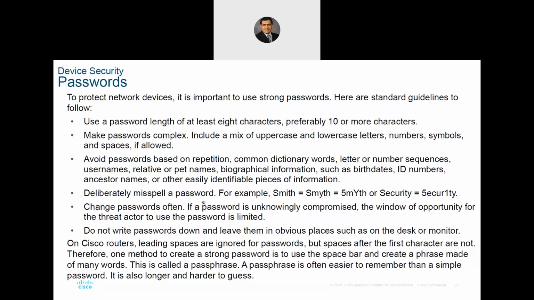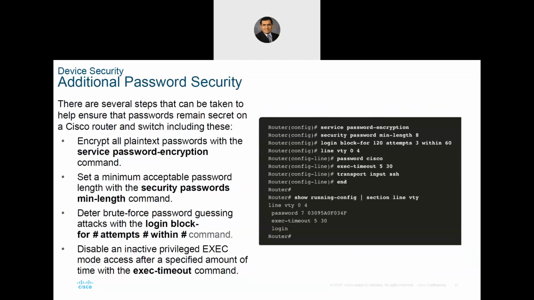I won't go into details and read them all. Now, some ways you can make sure your password is secure on your router and switch. We are talking about our intermediary devices. First, encrypt your password like this: service password-encryption. You have to be in configuration mode to do this. Here you can say security passwords min-length 8. If you really hate the technicians, you can increase it to any number that you want. You can also say login block-for 120 seconds, if 3 attempts within 60 seconds are unsuccessful, then block for 120 seconds.